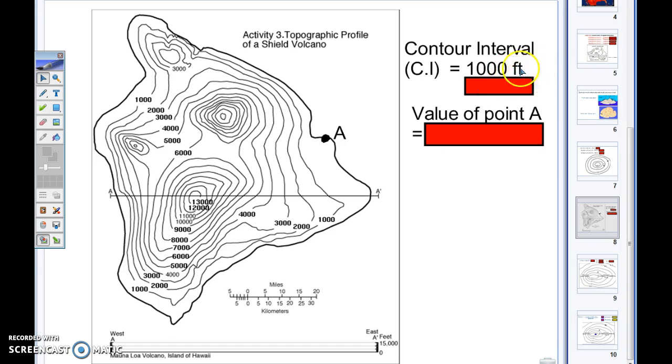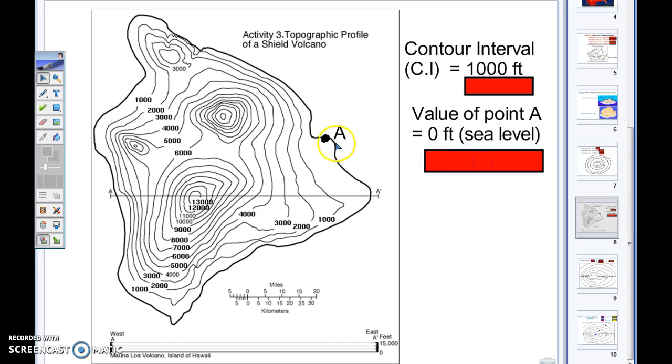Now, I determined that it was feet because down here I have feet. It tells me that the interval is counting in feet. Let's look at the value for point A. Now here we have our 1,000 contour line, and if we're counting by 1,000 feet, that's our contour interval. This would be a value of 0. We can also determine that this is 0 because it's sea level.